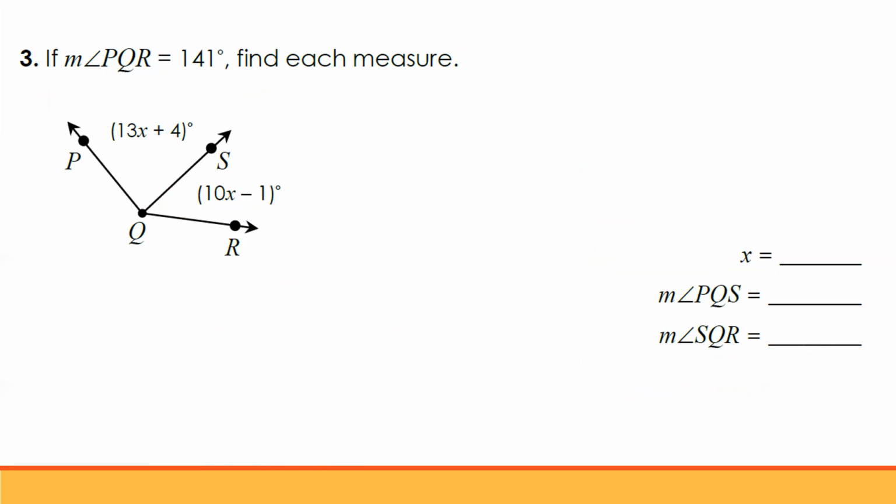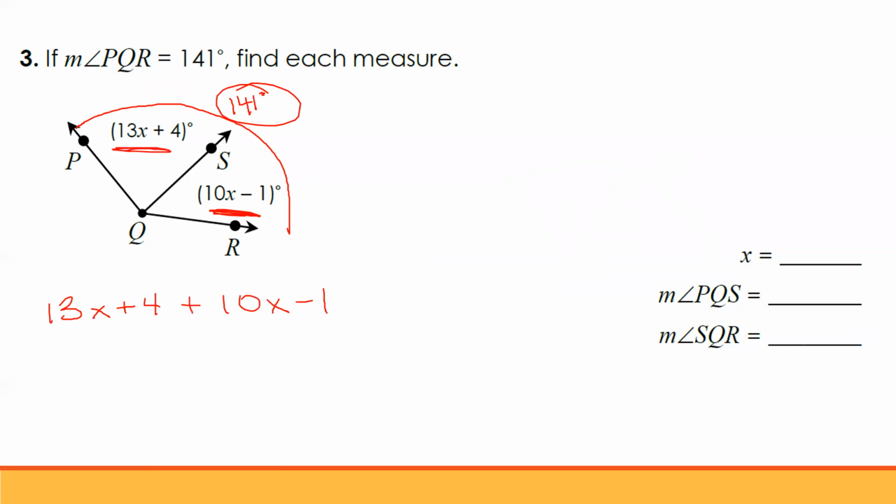Okay. Of course, we're not going to get away with doing this without doing some algebra too. It's the same idea though. Here it says the measure of angle PQR is 141 degrees. I'm going to go ahead and put that right in my picture. PQR is that big angle. So I'm going to say, oh, the big angle is 141 degrees. And now I have everything I need to solve. A small angle plus small angle will equal big angle. So I can say 13x plus 4 plus 10x minus 1 equals 141.